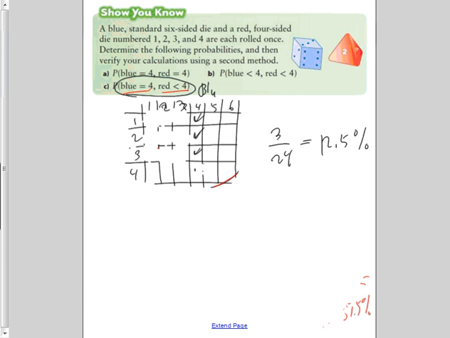Grade 8 connection. How many numbers were equal to 4 on a 6-sided dice? Come on, guys, it's an easy question. Just one of them, just the 4. How many on the 4-sided dice were less than 4? 3 of them. When I multiply it out, I get this, and therefore I get that. Okay? Does everyone get that?